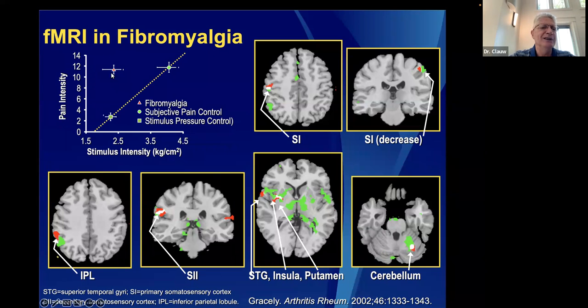And when we put the people in the fMRI scanner, these fibromyalgia patients that were only getting 2 kilograms of stimulus to their thumb, we could see that the primary and secondary somatosensory cortices were lighting up in their brain, even though we were only giving that light pressure. That light pressure didn't cause those brain areas that we know are involved in pain processing to light up in the healthy controls. We had to give them twice as much pressure to cause the same amount of pain.